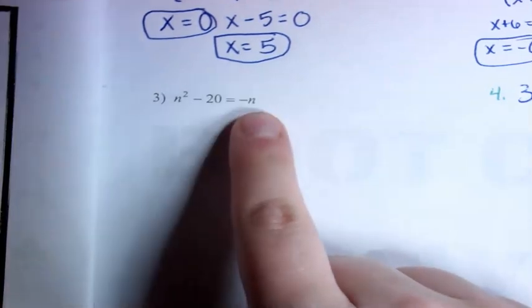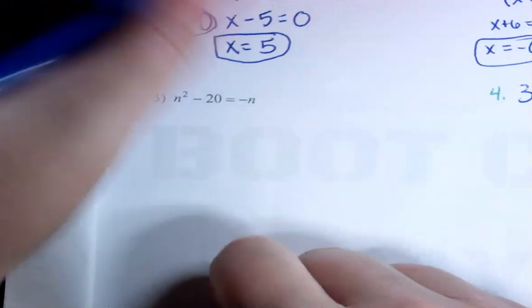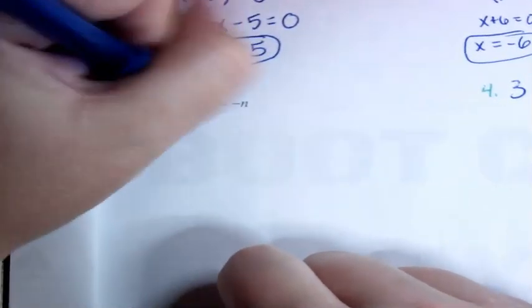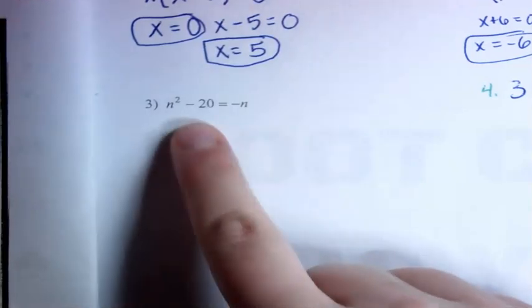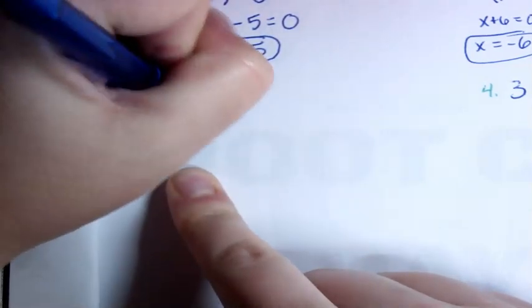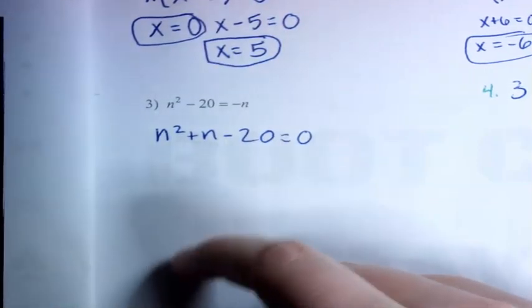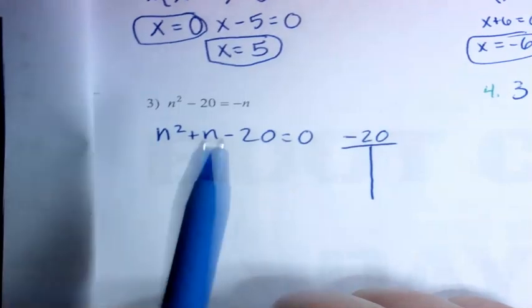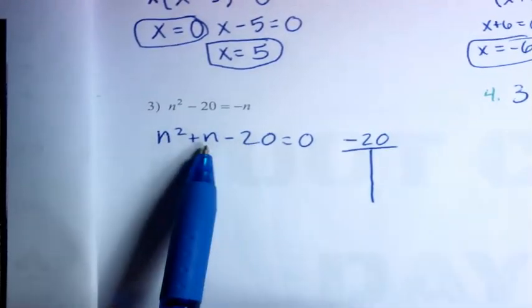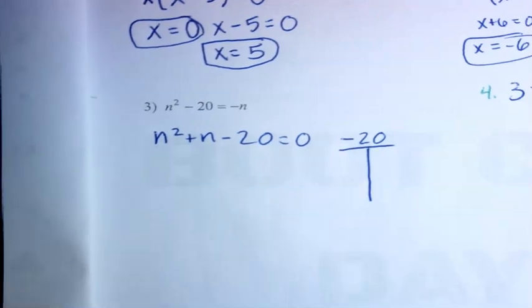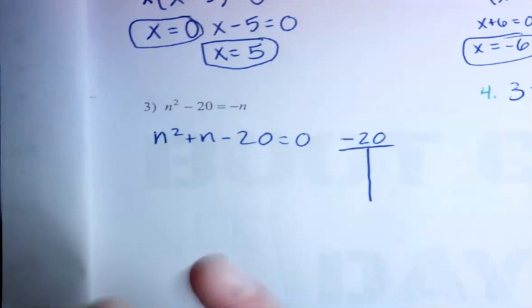Okay, we want 0 on the right-hand side, just like questions 1 and 2 had. So I'm going to move this n over here by adding n on both sides. N squared plus n minus 20 equals 0. I'm going to do the same thing as I did before, where I take my negative 20, and I want two numbers that multiply to equal negative 20 and add to equal a positive 1. I know I'm showing you a different way, but all of these steps are the same.